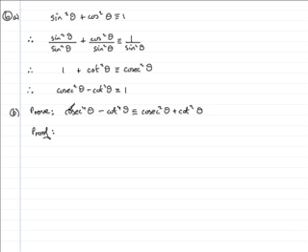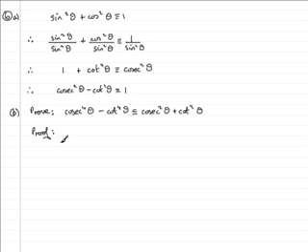It said hence or otherwise, so hence would seem to suggest that part A had something to do with this proof, and indeed it has. I noticed that cosec to the 4 theta minus cot to the 4 theta is the difference of two squares. This is the square of cosec squared theta, and this is the square of cot squared theta. So I can factorize this using the difference of two squares.